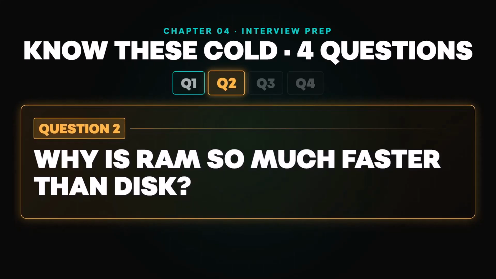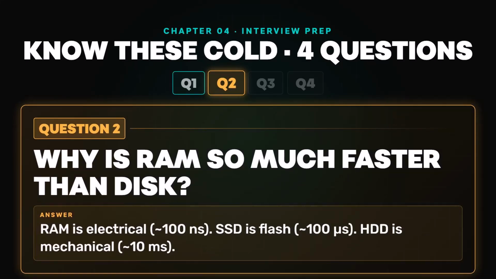Question 2. Why is RAM so much faster than disk? Because RAM is electrical and disk is mechanical or flash based. Reading from RAM takes around 100 nanoseconds. Reading from an SSD takes roughly 100 microseconds, 1,000 times slower. Reading from spinning disk is another 50 times slower than that.